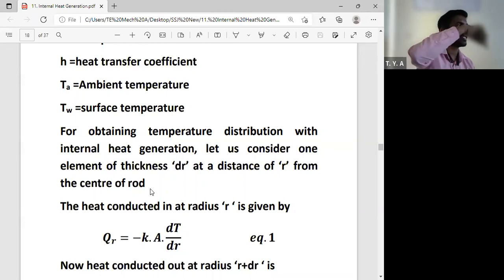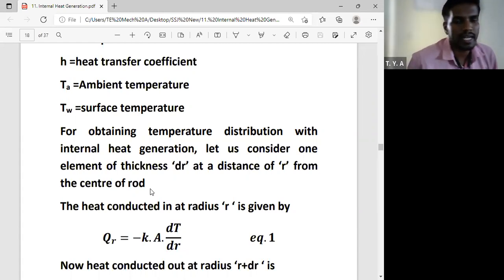Heat conducted into that particular element is denoted by Qr, and heat conducted out from that element is Qr plus dr. I need not repeat this, it is already done. Qx plus dx, similarly we can consider Qr plus dr. Only here some heat will be generated in that element, that factor we have to additionally consider. So write down the equations.